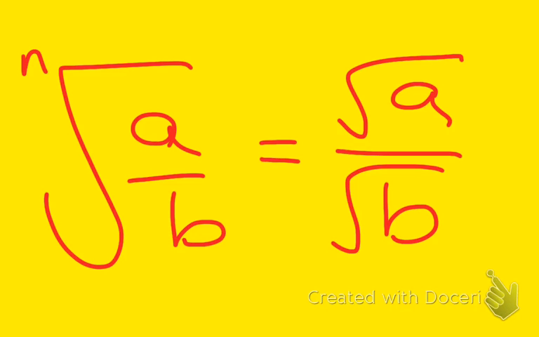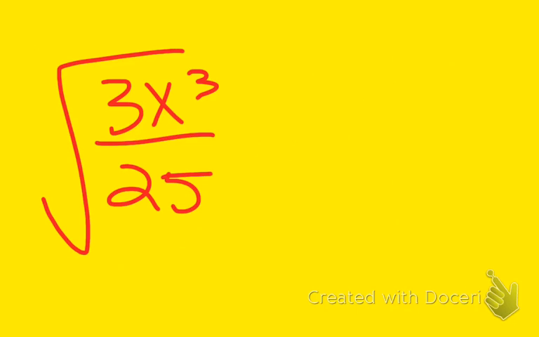And so if you have a fraction, you can split it and take the nth root of the numerator and the nth root of the denominator, okay? So if it was a square root, you could take the square root of the top and separate it. Okay, let me show you what that means.